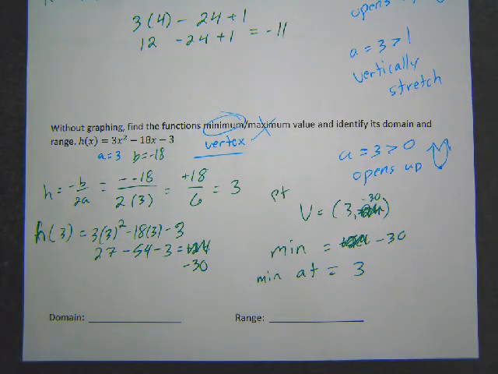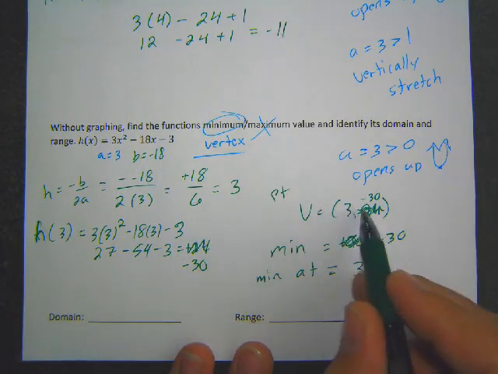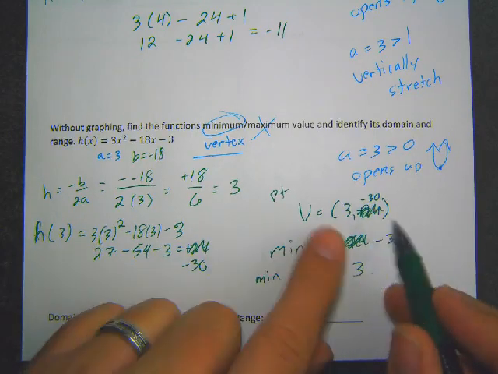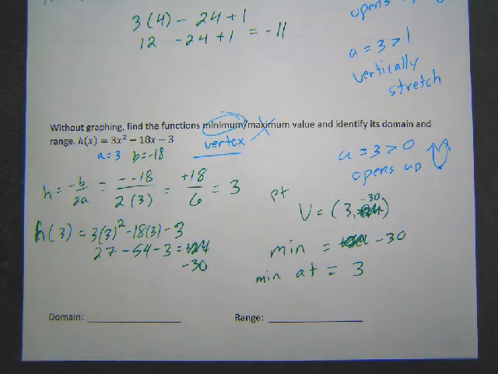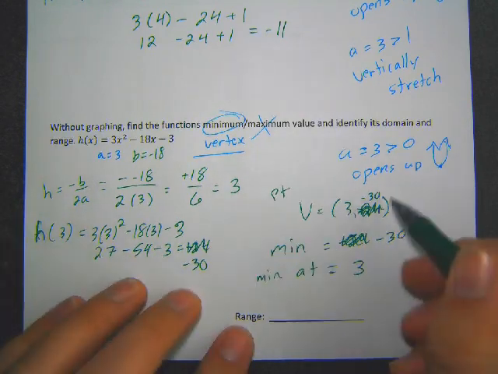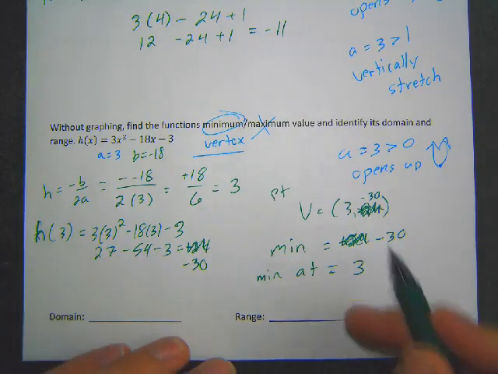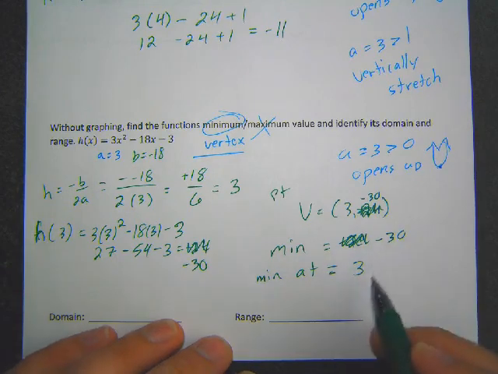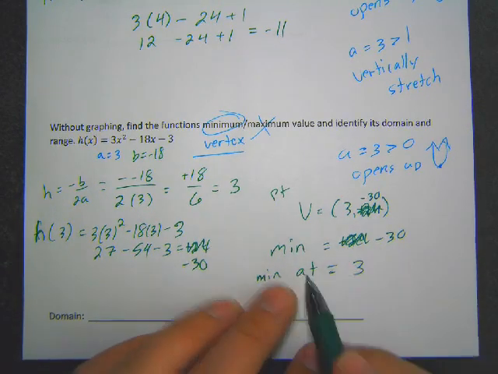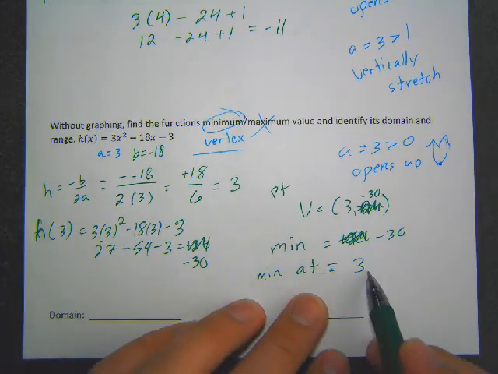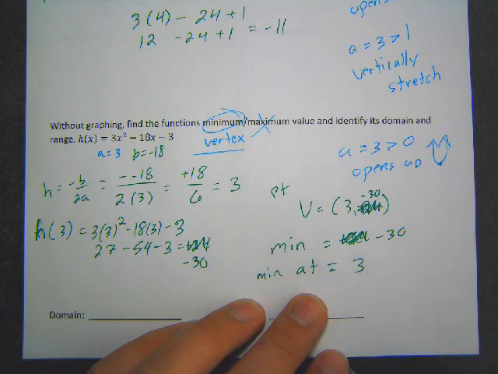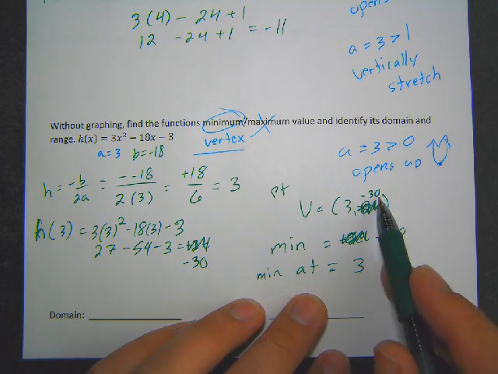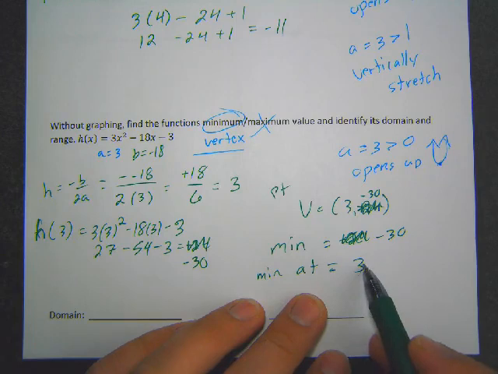So just watch what they're asking for. If they're asking for the pair like this, the point, usually on the little subtext underneath the question, they'll say answer is an ordered pair. So then you're looking for this. That's kind of a hint for that one. Otherwise, they'll just ask for a number for these two. But just be careful. Are they looking for the minimum, or are they looking for where the minimum happens? And those are slightly different questions. You know, again, the lowest number is negative 30, but it happens at 3.